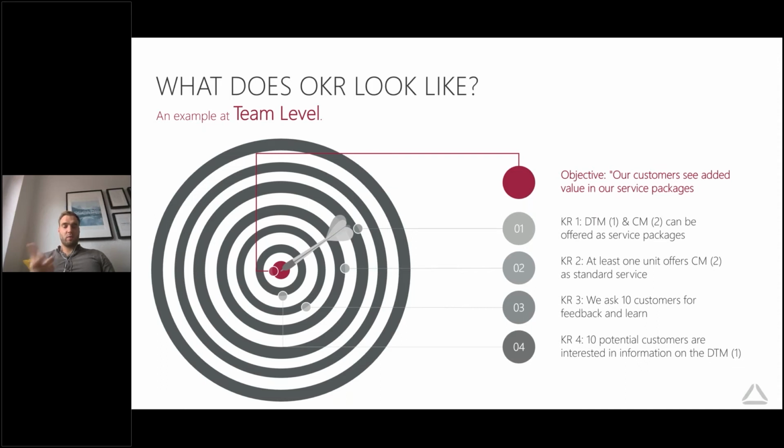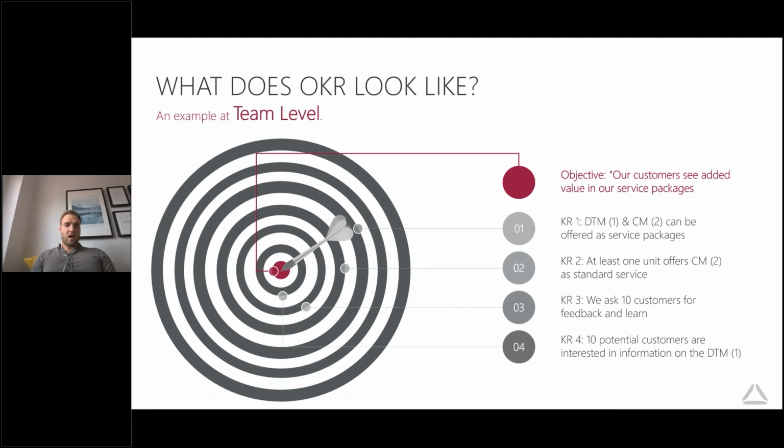For example, DTM is a short version of the digital team management, which is our service, the product what I'm going to show you in the tutorial here in a couple of minutes, and CM for change management. So we started with those 2 products that they can be offered as service packages. So we needed to build them as service packages. After that, of course, it was some sales activity involved internally for our units. So we said that at least one unit offers change management as a standard service complementary to ERP implementation or CRM implementation. And then we also want to learn from our service offerings from our customers. So we want to ask at least 10 customers for feedback and incorporate the feedback as well. And finally, our aim was that 10 potential customers are interested in further information on DTM.